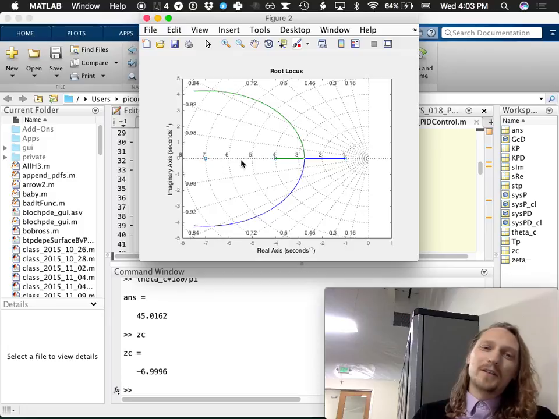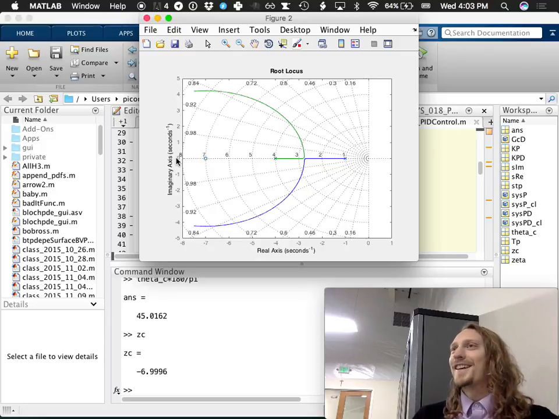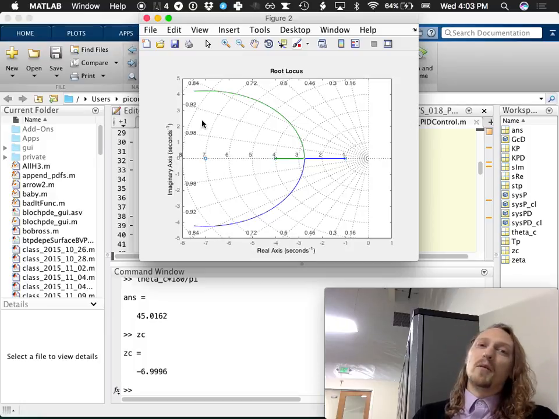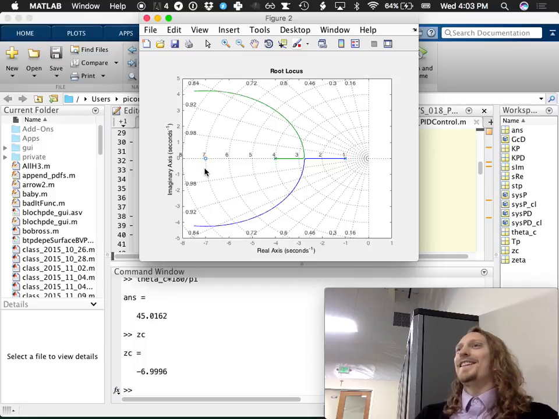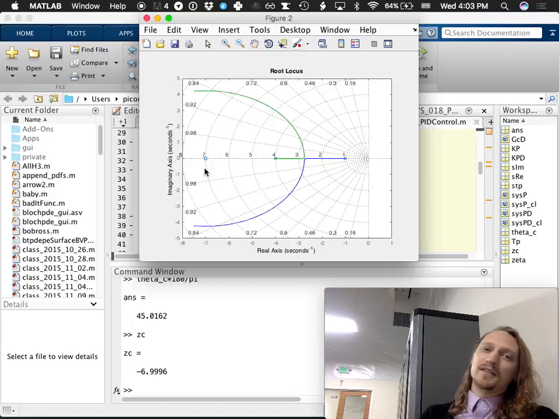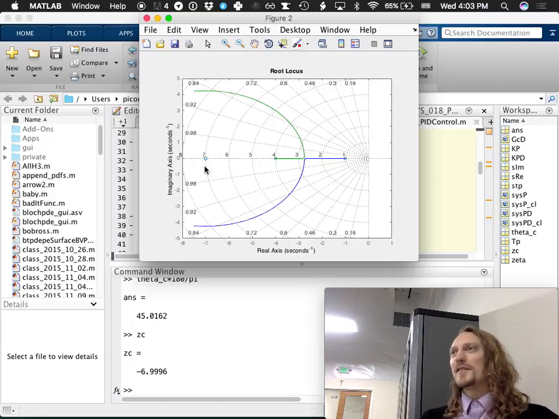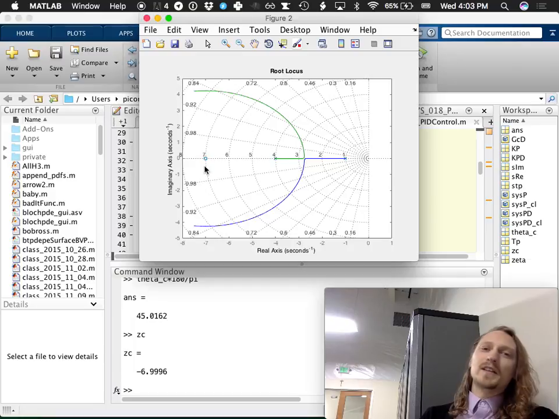Because you don't have locus here, remember the real axis rule: no locus, locus, no locus. This whole axis after negative 7 better have a locus on it. And the only way to do that is for one pole to terminate at this zero, and the other pole to terminate at infinity. One has to go off on the real axis to negative infinity, and the other one has to go to that zero. So, anyways, good times.